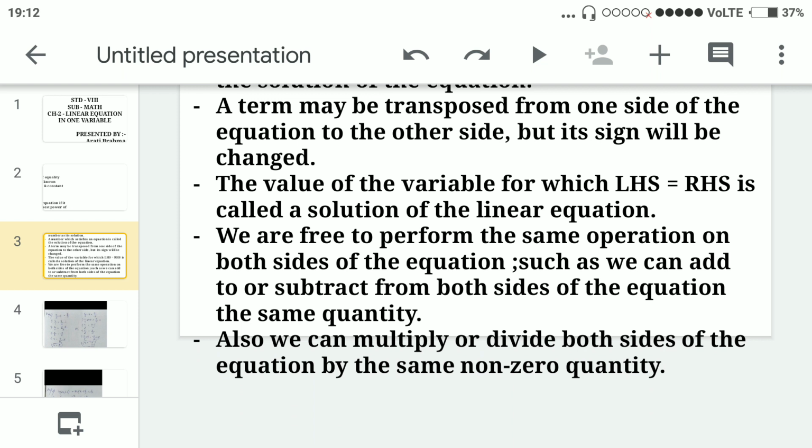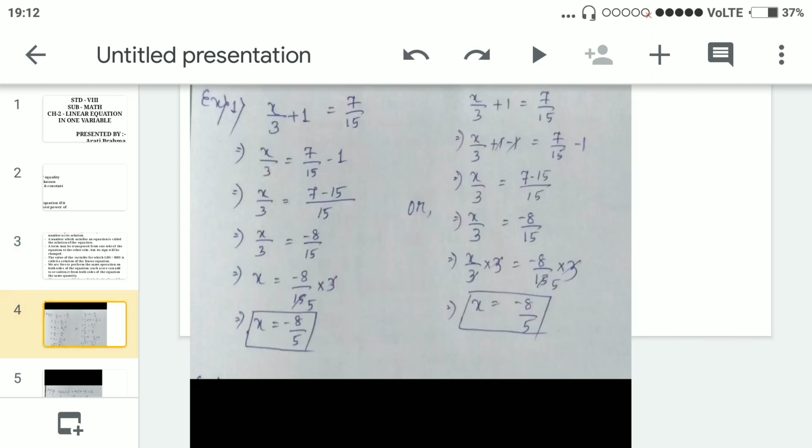Okay, now we're going to see some examples related to this. One equation is there: x/3 + 1 = 7/15. Here I am solving by two different methods. One is the transpose method, another is by adding or subtracting something on both sides.